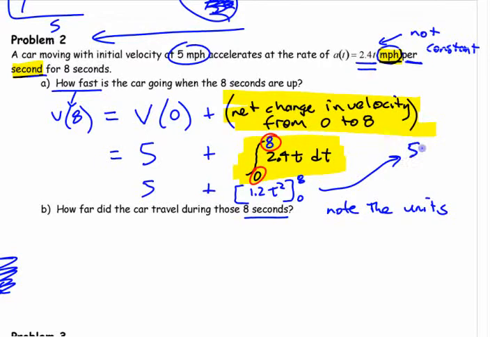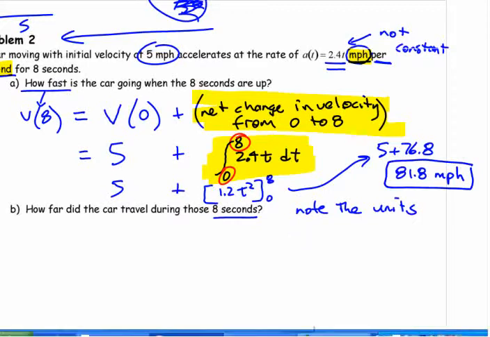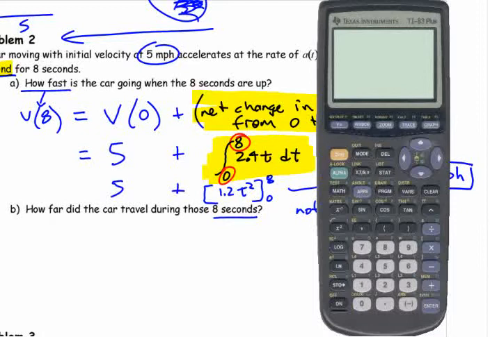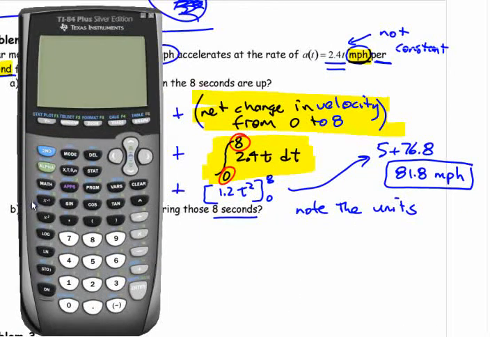Five plus 76.8. 81.8. So after 8 seconds, it's going 81.8 miles per hour, right? That's its speed after that. It would be nice if you kind of confirm this with a graph. We should get this one out, I guess. Make it easier.